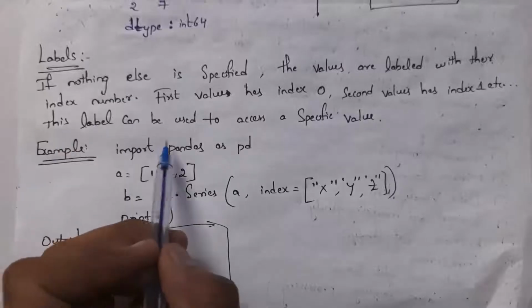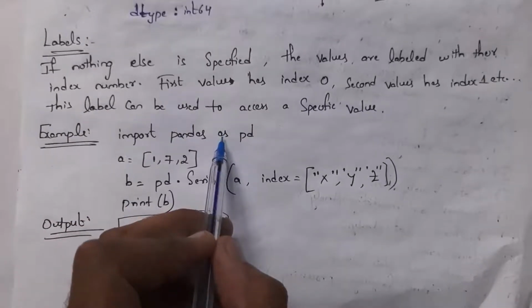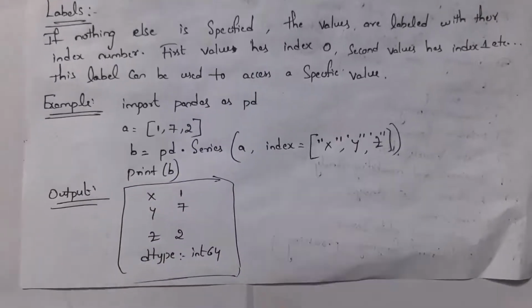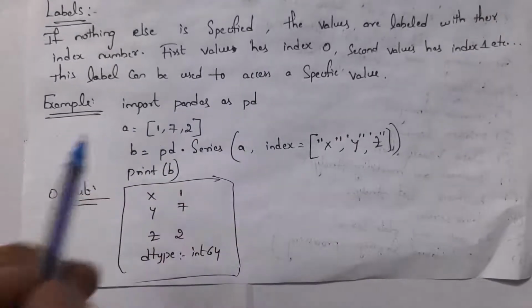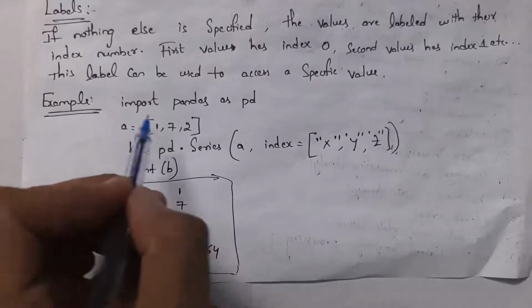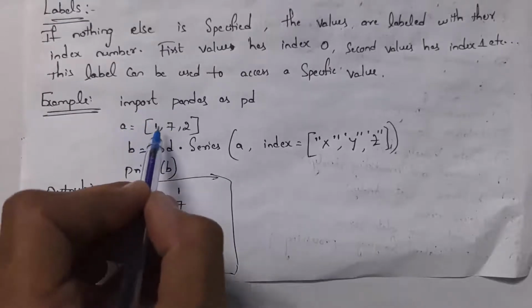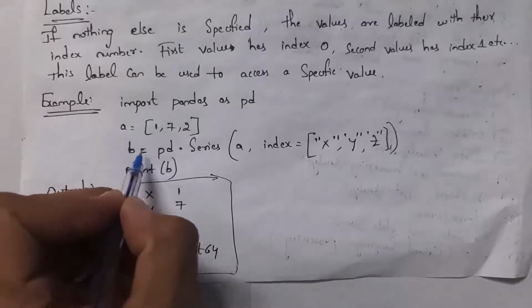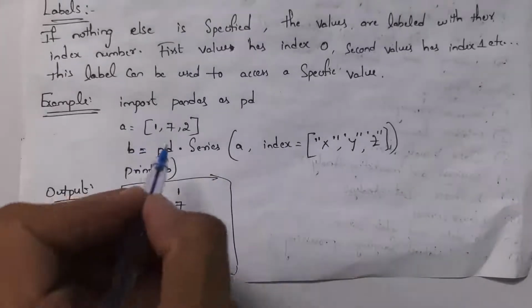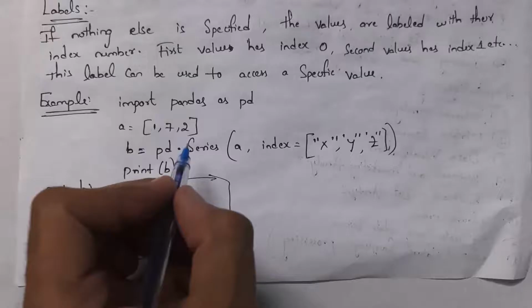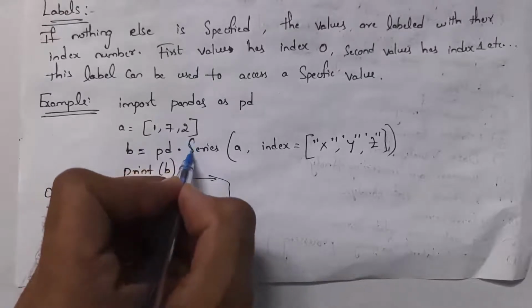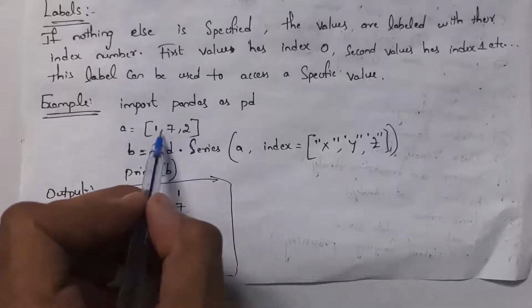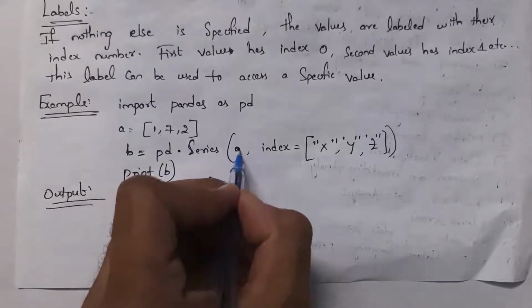At first write import pandas as pd, where as stands for alias name. I am giving this pandas a short name as pd. Next I am taking one dimensional array. Next I write a equal to, I am taking one dimensional array with 3 elements 1, 7, 2. And next I am taking variable b equal to my library name, that is pd.Series. Guys, just remember that for series S is capital letter. pd.Series of my one dimensional array is present in variable a. So write here a comma.